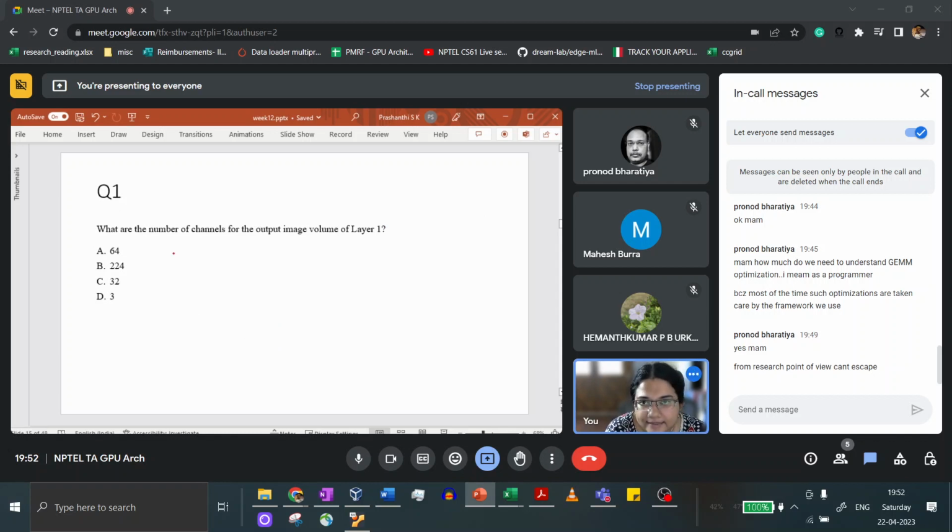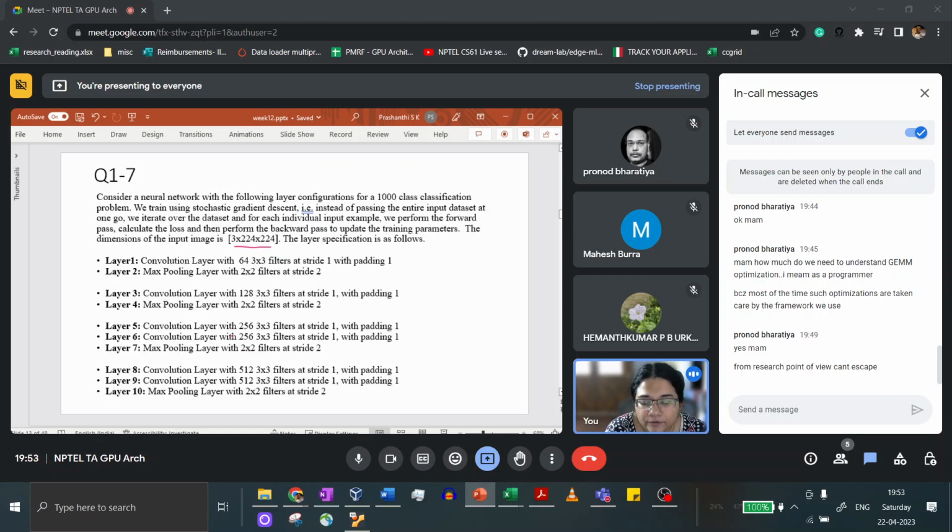So the first question says, what are the number of channels for the output image volume of layer 1? Options are 64, 224, 32 and 3, right? Output image volume of layer 1, number of channels. This is the question. Now I'll pause at the layer 1 for 30 seconds and come back to the options. And then you can take a couple of minutes to solve it.